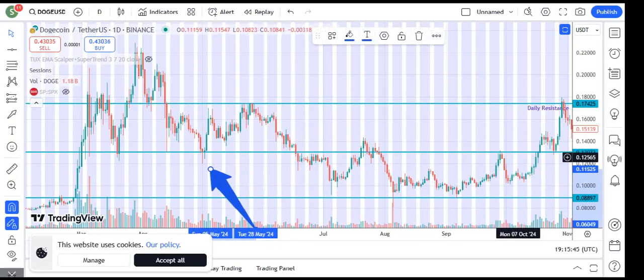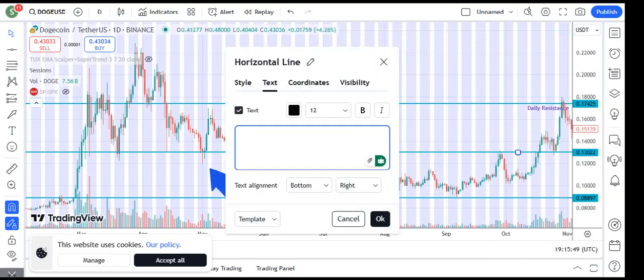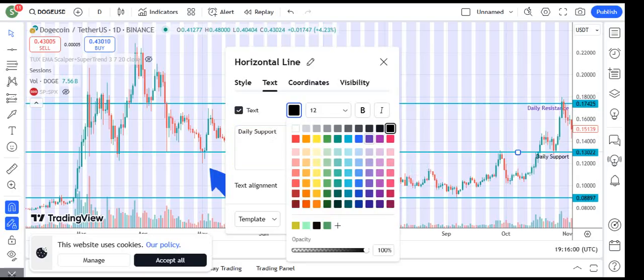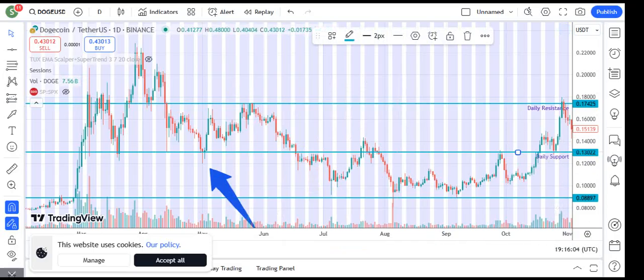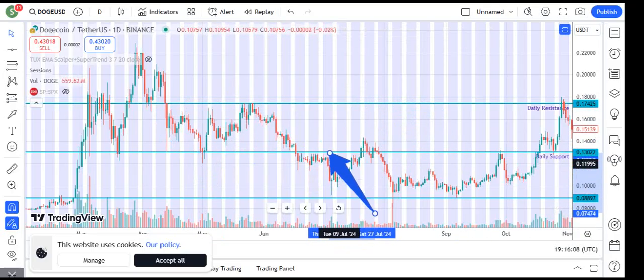I'm going to tag it also by right clicking this, clicking on settings, and this is also a daily, right? Daily support. That's what I'm going to tag it to be. So I've tagged it as a daily support. Yes. So now we have our daily resistance and daily support.